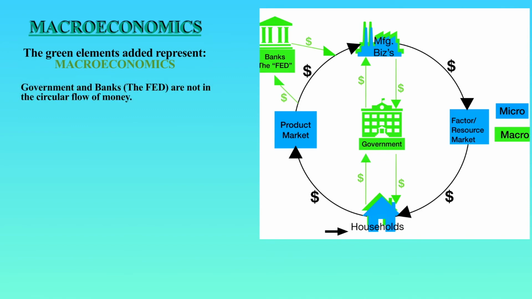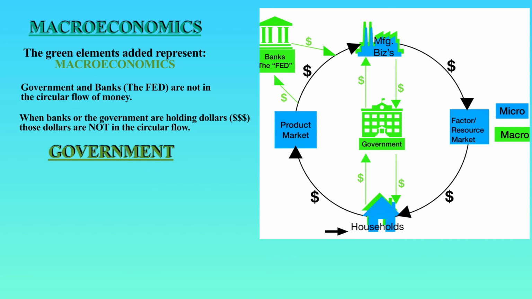Government and banks are not in the circular flow. The banks we're referring to up there we call the Fed, which stands for the Federal Reserve Bank, the main administrative national bank of the U.S., which establishes policy for all the banks in the U.S. When banks or the government are holding dollars, those dollars are not in the circular flow. They are not on the circle, in other words. The government is represented by being inside the circle, but it's off the circular flow. The same with the banks at the upper left.